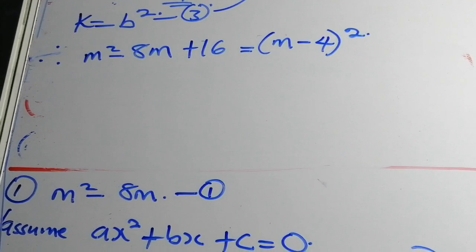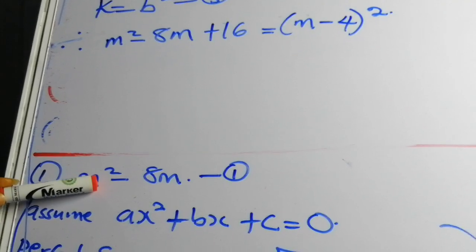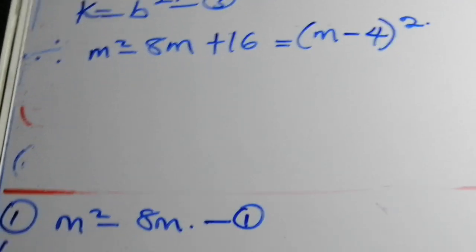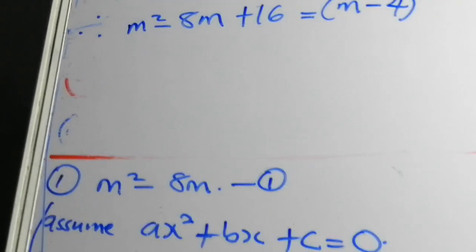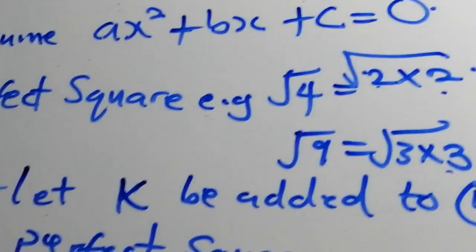All you just need to note is that anytime they ask you, what can you add to this equation to make it a perfect square? Find an alphabet that you can use. It's not compulsory that it's k. It can be x, but it should be different from the coefficient, so that you won't mix things up.